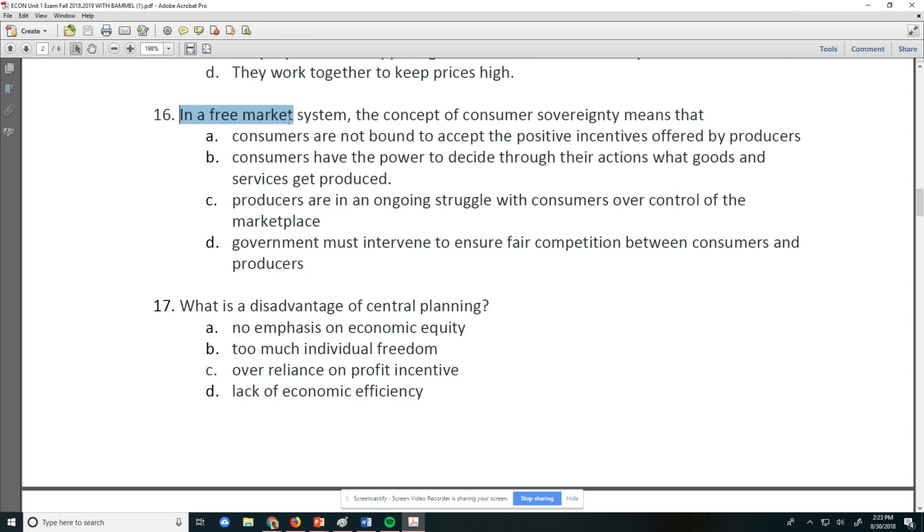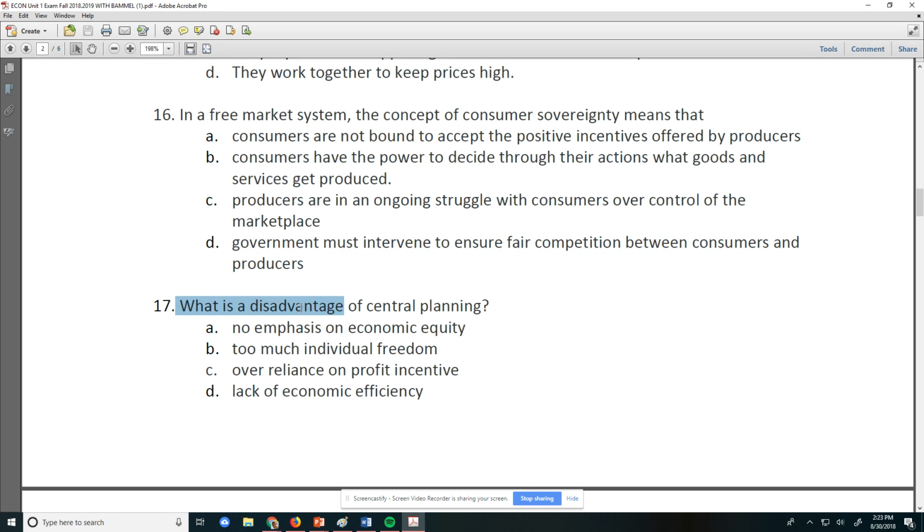16. In a free market system, the concept of consumer sovereignty means that A, consumers are not bound to accept the positive incentives offered by producers. B, consumers have the power to decide through their actions what goods and services get produced. C, producers are in an ongoing struggle with consumers over control of the marketplace. Or D, government must intervene to ensure fair competition between consumers and producers.